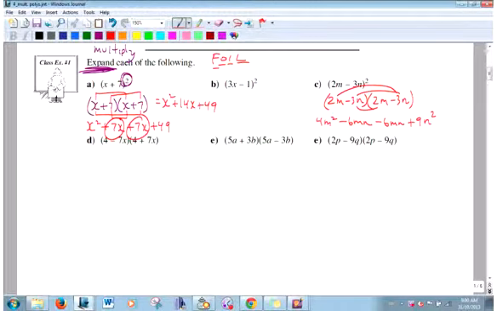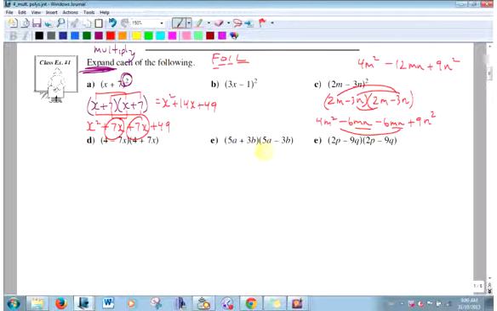Okay? So like I said, same as yesterday, it's just they're getting a little bit bigger, a little bit uglier. Can I collect a couple things there? Yeah, I got -6 of these things. I got another -6 of those things. So I can collect that and have -12 of those things. Everything else is unlike terms. Okay?